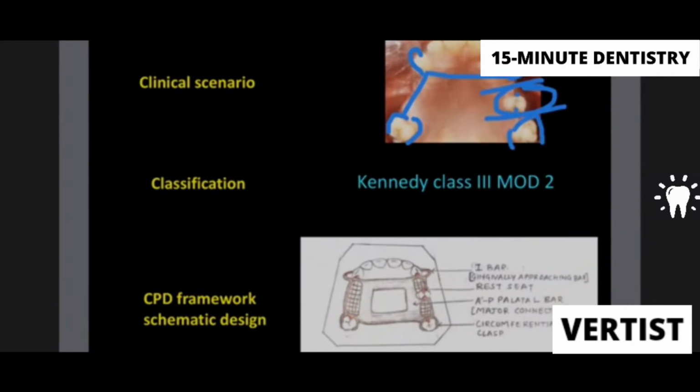Anteroposterior palatal bar is going to be your major connector. As I told you, anteroposterior palatal bars are the favorite kind of major connector for tooth tissue supported cases. So that's your design down on the right, and that's how you design a typical situation of a class 3 modification 2. As you can see, I've already explained to you. That's your schematic diagram down on the right.